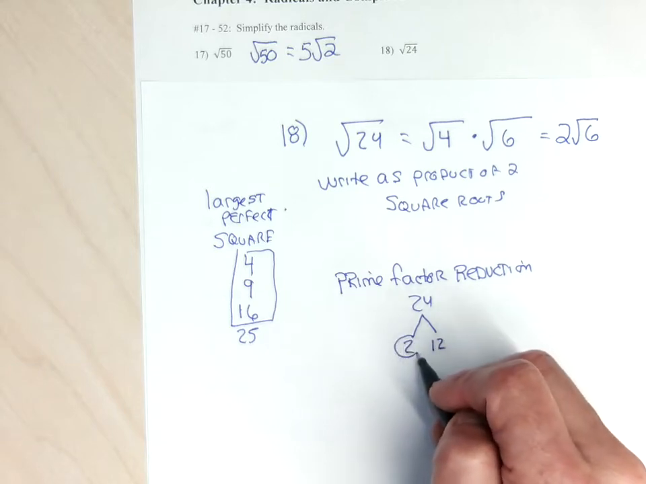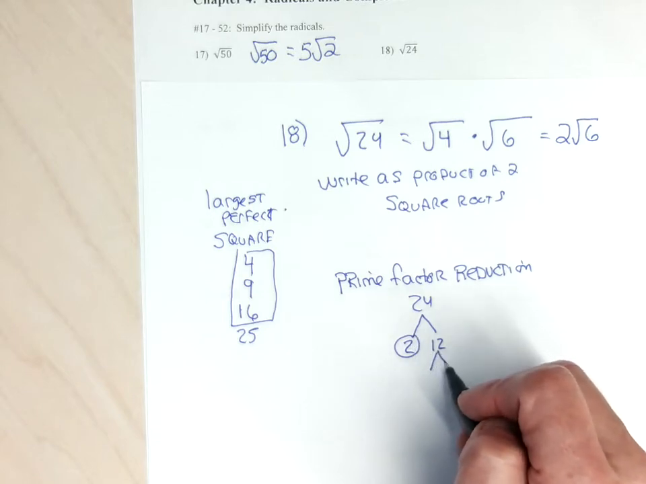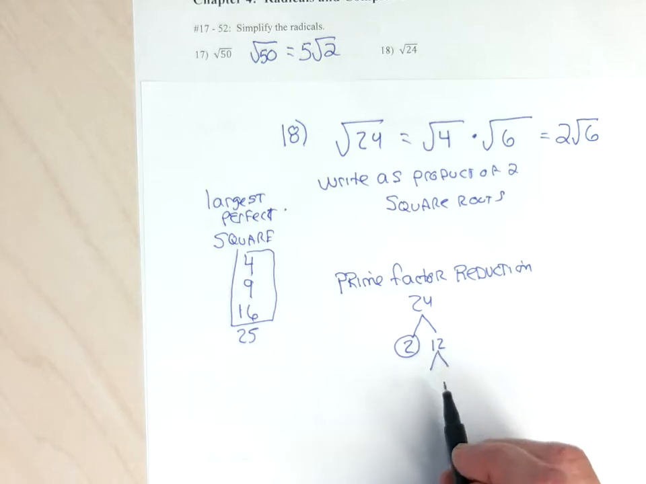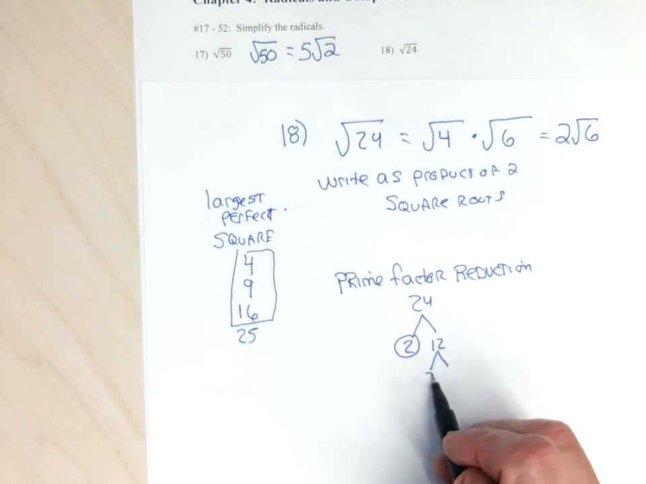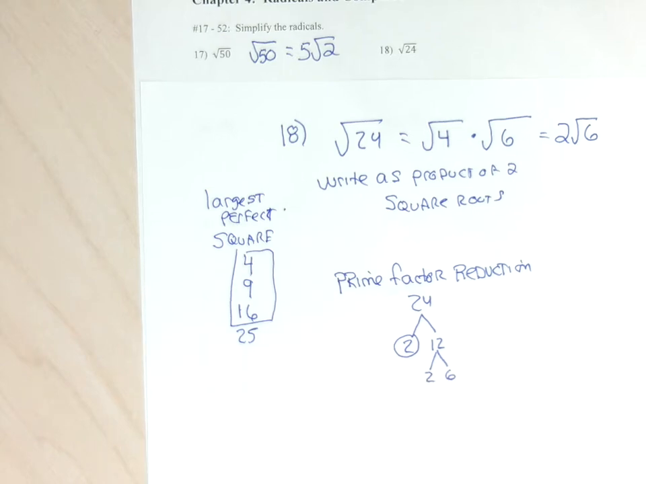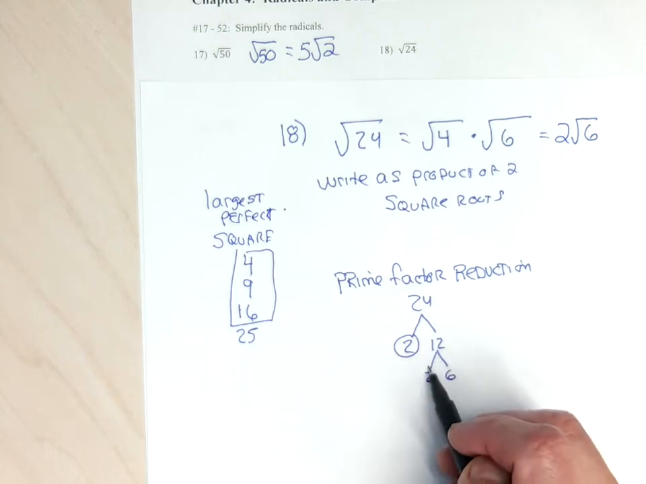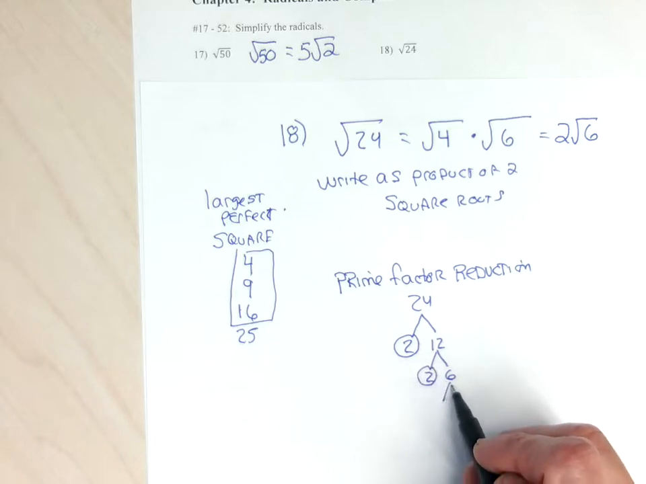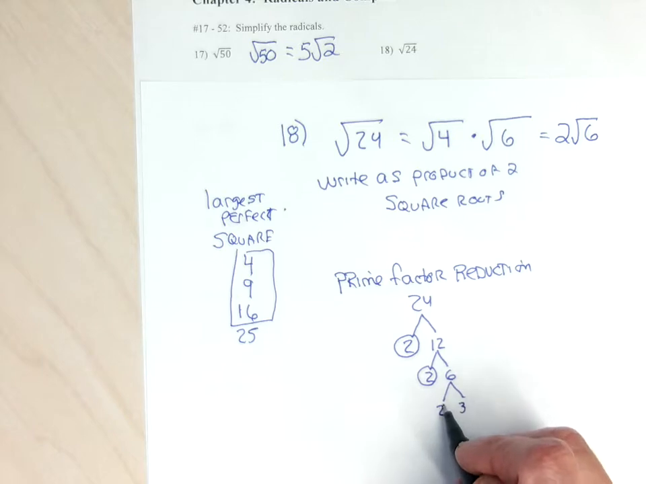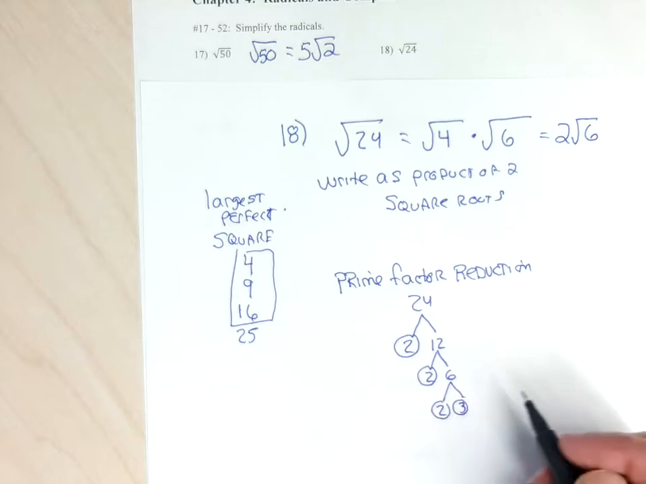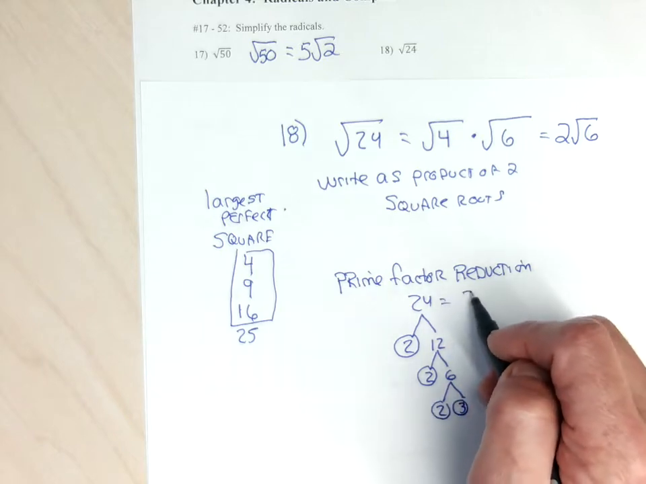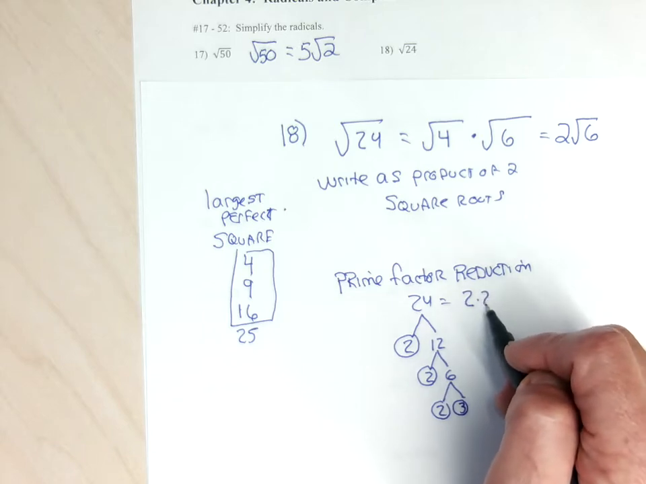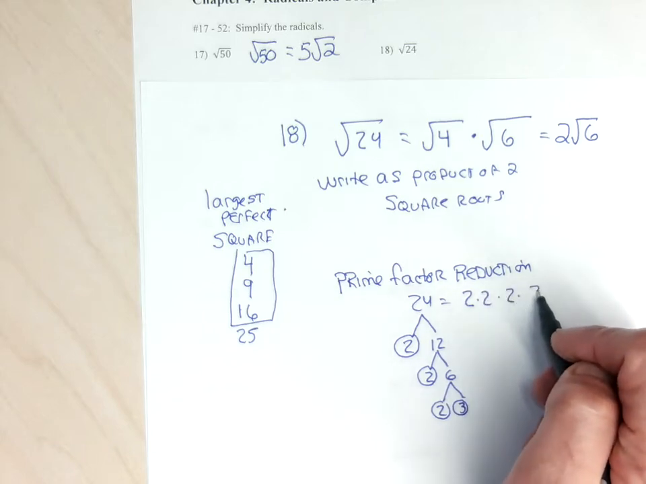2 is prime, so I circle it. 12 is not prime, so I branch it. 12, I know it's 2 times 6. I could have written 3 times 4. 2 is prime, so I circle it. 6 is not prime, so I branch it. 6 is 2 times 3. Both 2 and 3 are prime. So the prime factoring for 24 is 2 times 2 times 2 times 3.